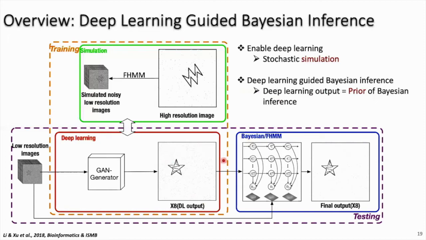So during testing, those low-resolution images will first go through a trained deep learning model to get the deep learning output. And then the deep learning output, together with those low-resolution images, will be inputted to the Bayesian inference module to get the final refined results. So intuitively, this idea should work well, since we are feeding more global structure features to the Bayesian inference model.